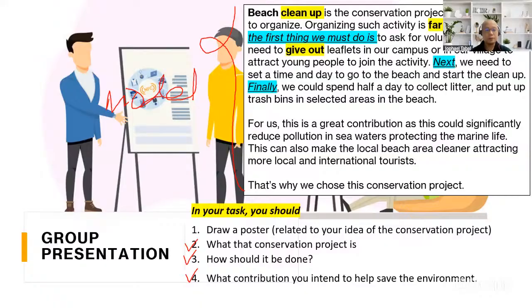Yeah, so you don't need to draw a picture, okay? You just have to write and do exercise task numbers two, three, and four, okay?